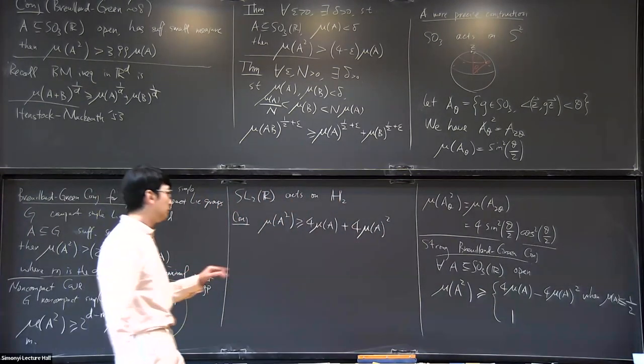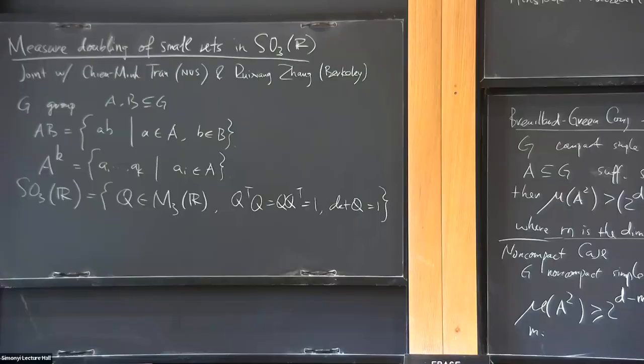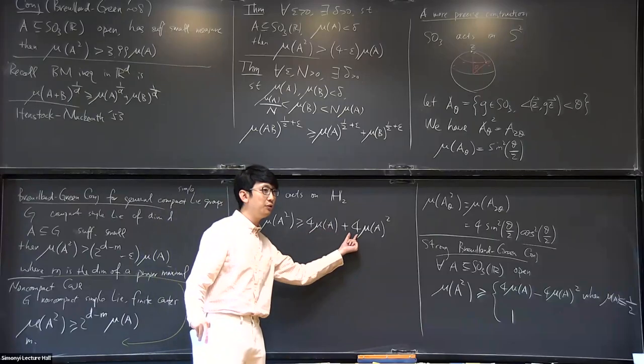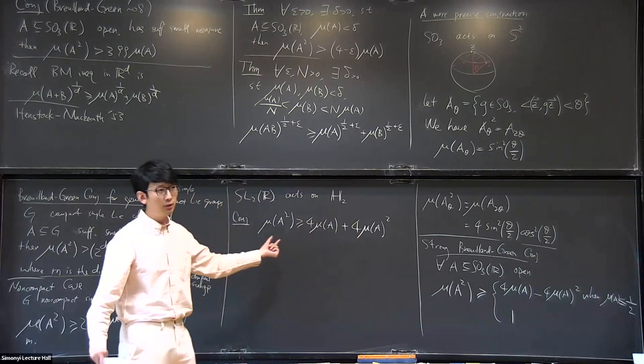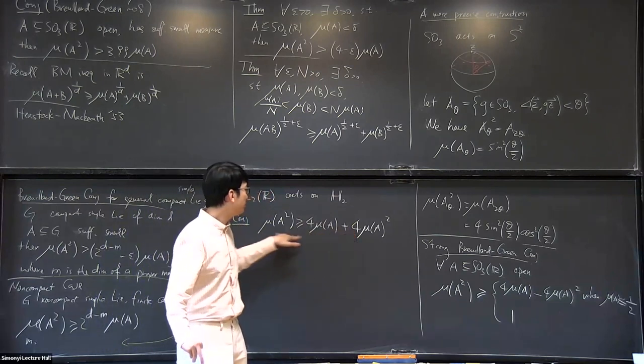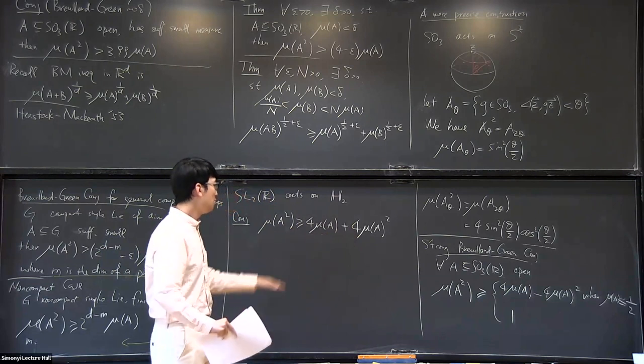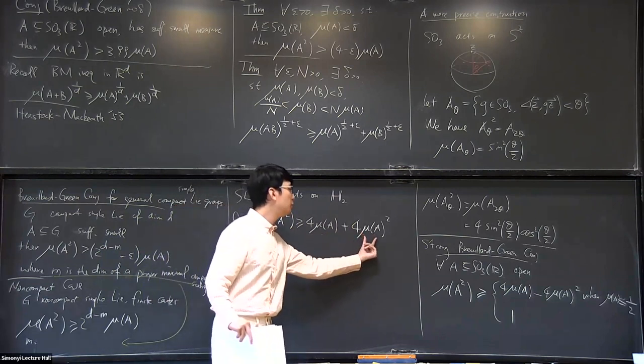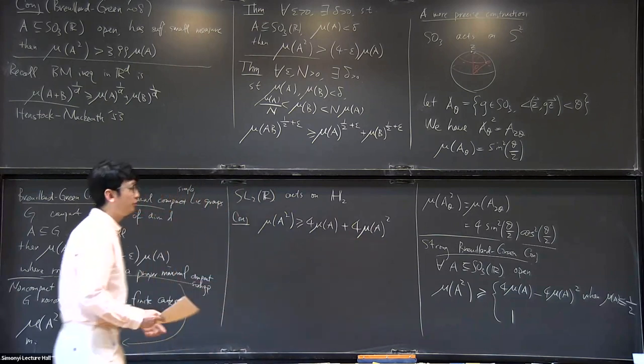Two things. Firstly, you can see this inequality, especially the coefficient here, depends on the choice of Haar measure. If you dilate your Haar measure by C, then you have an extra factor C here. So this term doesn't depend on the choice of Haar measure. So for this inequality, we just choose mu A to be 1. So normalize the Haar measure so that mu A is 1.